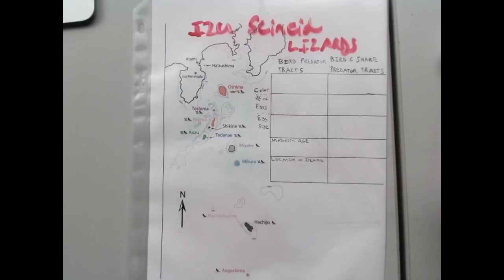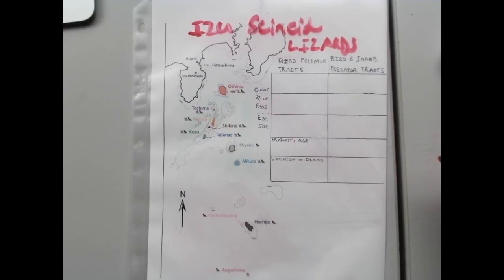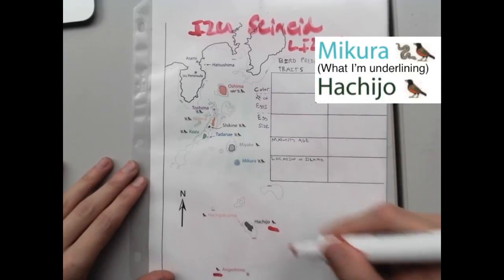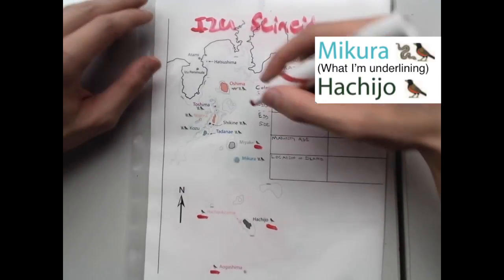So let's see, looking at the map, we first noticed that the islands with bird-only predation tend to be located in the south, and that islands with bird and snake predation tend to be located in the north. So we can tell that this is the case by looking at these little icons here, so you can see birds. That means birds are the only predators on these islands for the skinks.